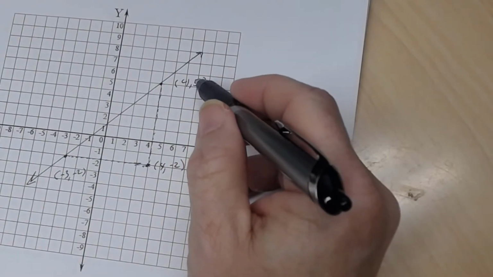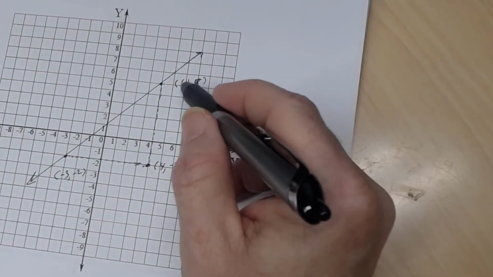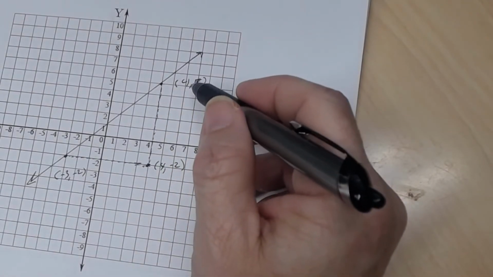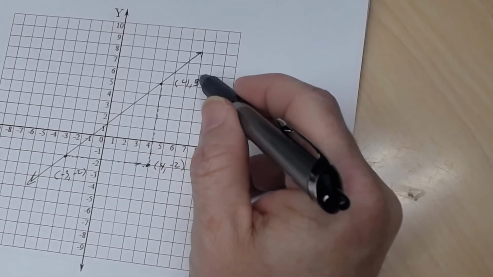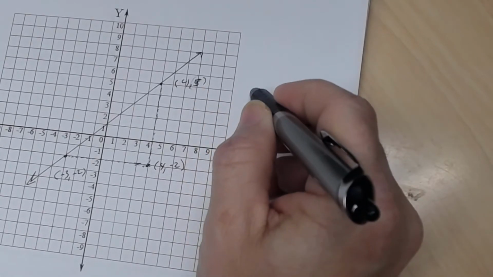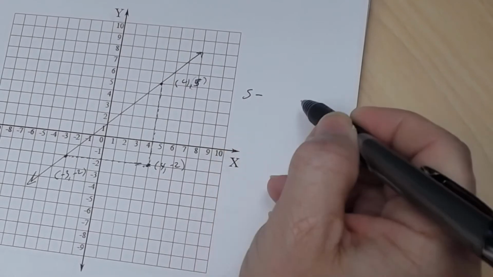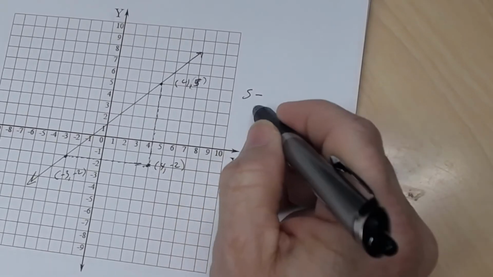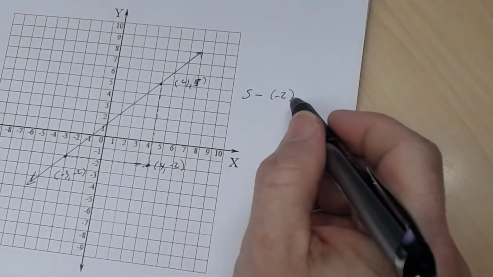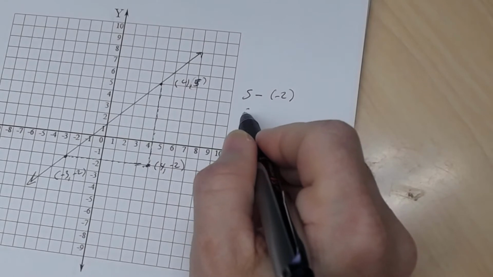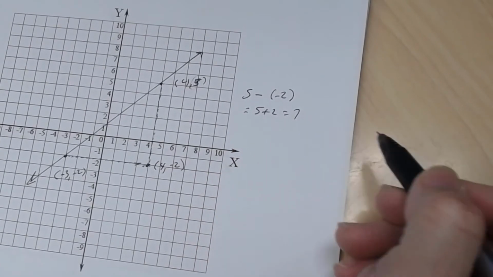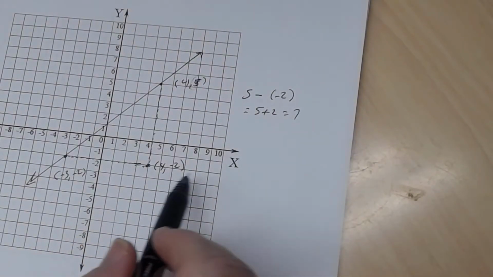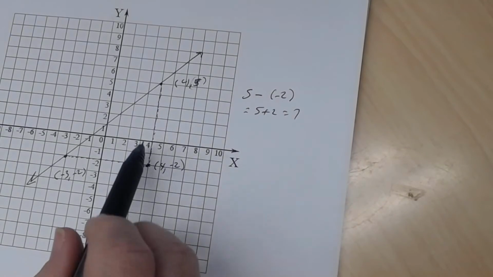Okay? So what I want you to notice is this. So that's 7 units. Remember, 7 units. I can get 7 units by doing this. See this y coordinate? That's 5. And I'm going to subtract the other y coordinate, which is -2. And when I subtract those, I get 5 plus 2, which is 7. Okay? And remember, that's the rise.